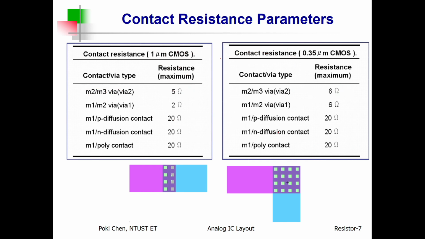I think the trend is some kind of warning for you guys. Never mind what kind of process you will use. The resistance for each contact or via will be about the same as the previous generations. You can take 1 micron or 0.35 micron as a very good example. No change, not much change. Okay.